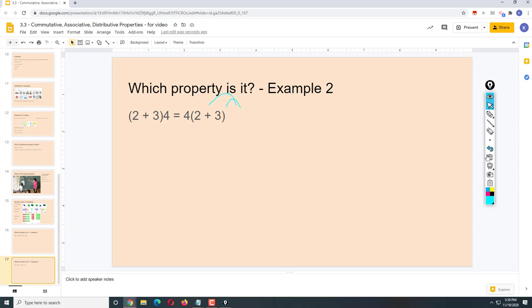This one's a bit tricky. We're not distributing. See, we're not doing this, and we're not doing this. Instead, we're moving these. If we move these around, we would get 2 plus 3, 4. So we have really moved things around. Moving means commutative property. So this is an example of commutative property. Okay, that's it.